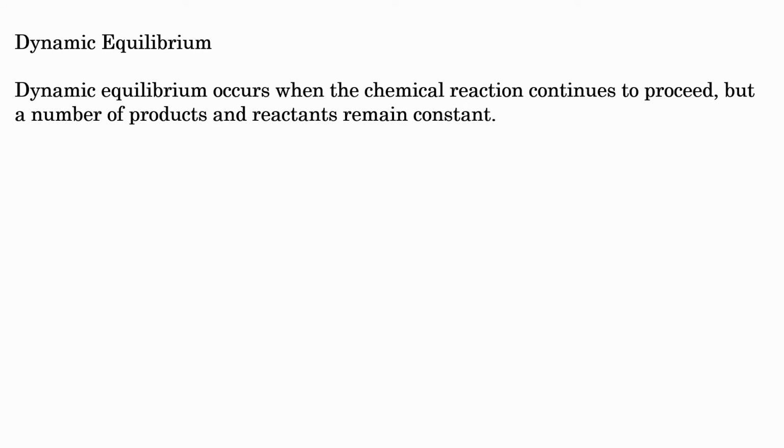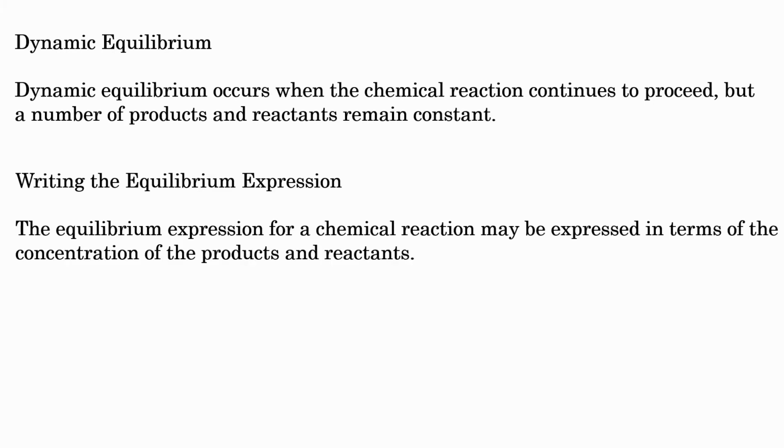Dynamic equilibrium. Dynamic equilibrium occurs when the chemical reaction continues to proceed, but the number of products and reactants remain constant. Writing the equilibrium expression. The equilibrium expression for a chemical reaction may be expressed in terms of concentration of products and reactants.